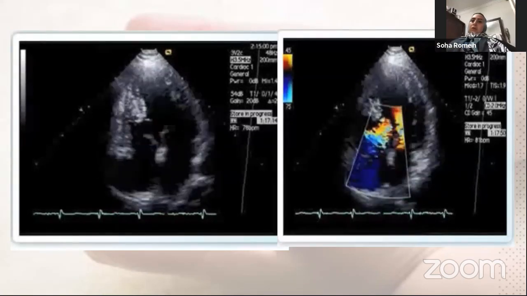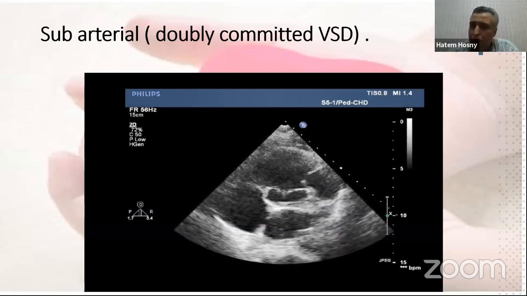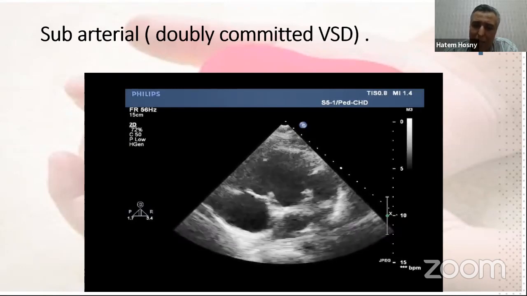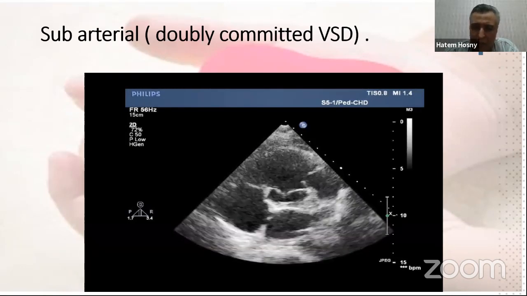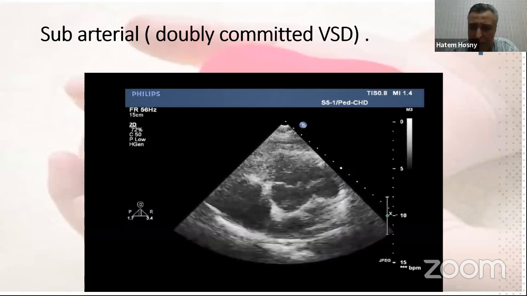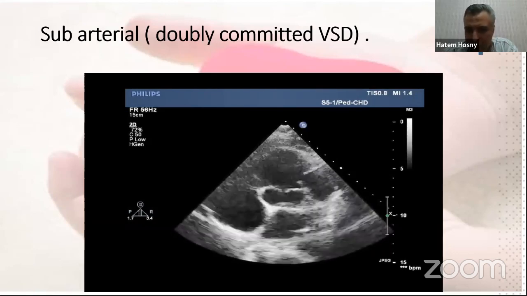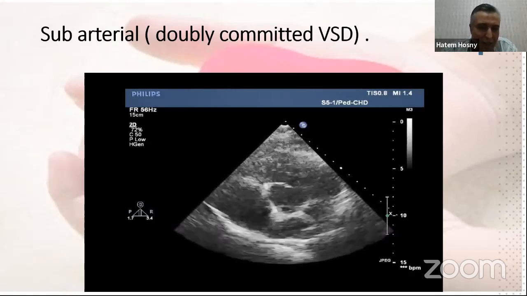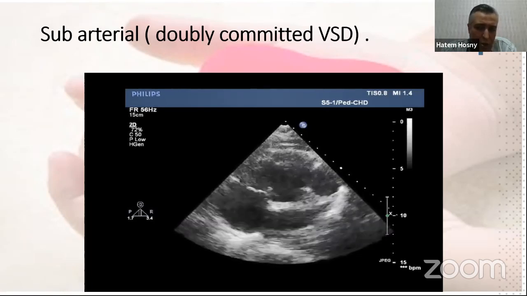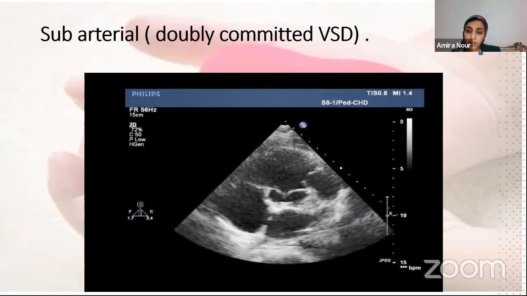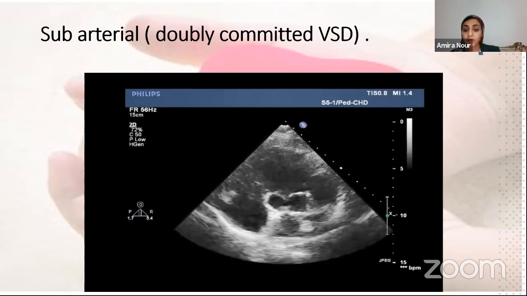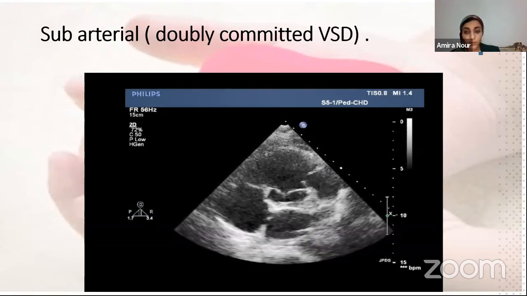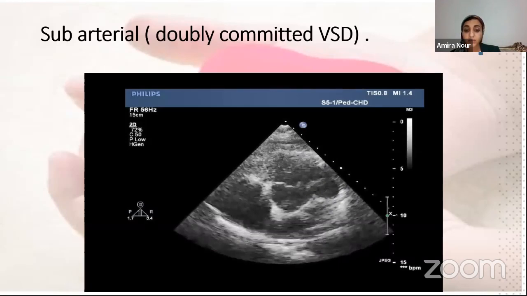Okay. I've got another question, very related. Should a subarterial VSD necessarily be very large? Does it have to be a non-restrictive VSD? You show a really big subarterial VSD on the screen now. Is that always the case, or can you have a small subarterial VSD? No, you can have both cases. You can have a large non-restrictive subarterial VSD, or a small restrictive subarterial VSD. We see both frequently.